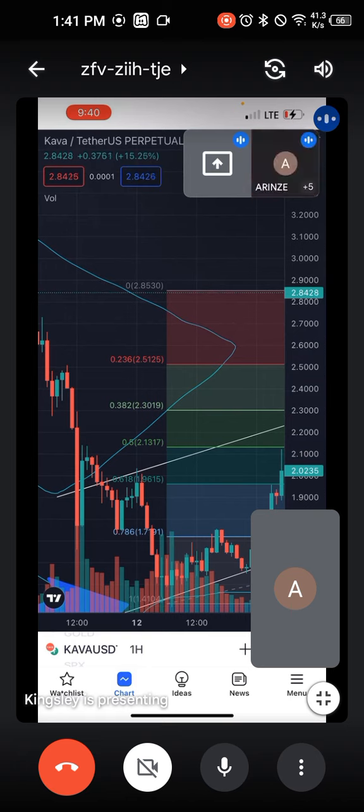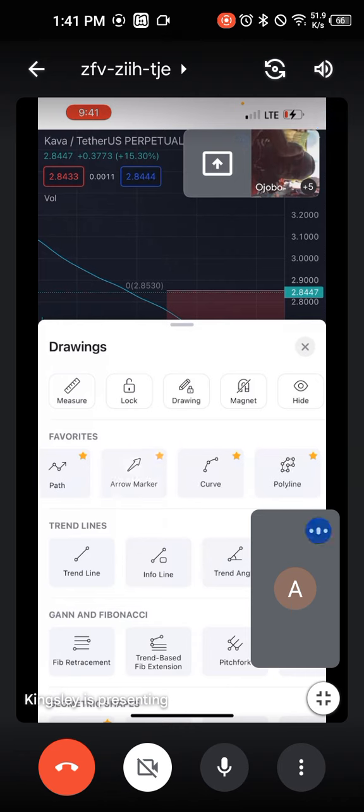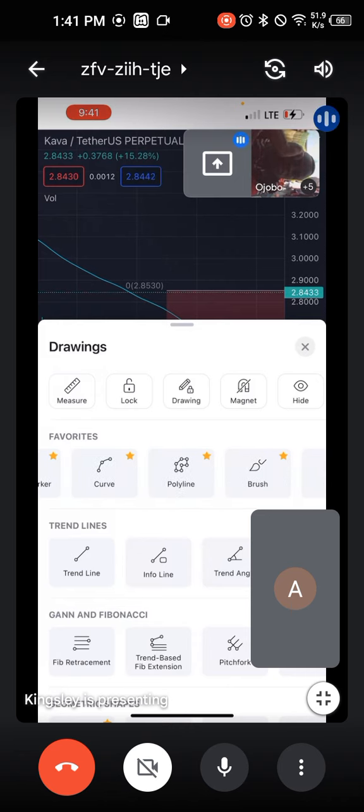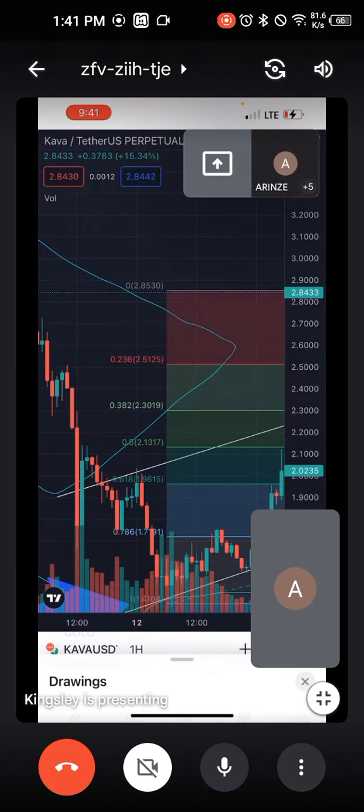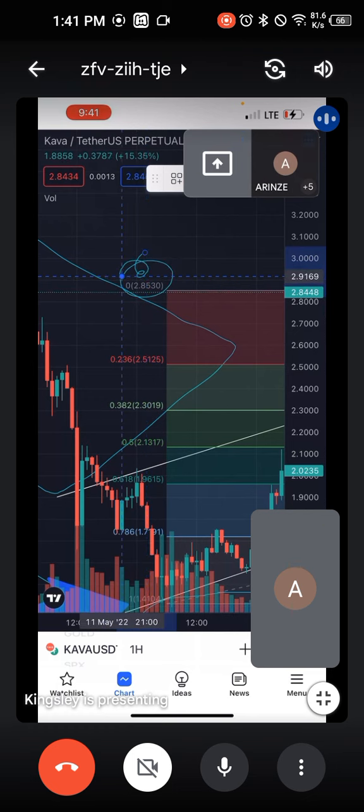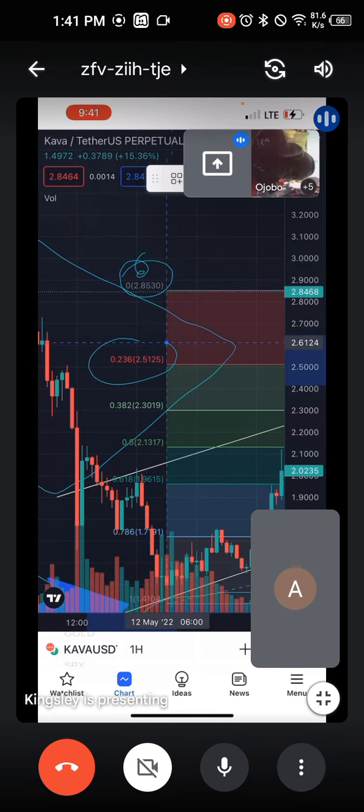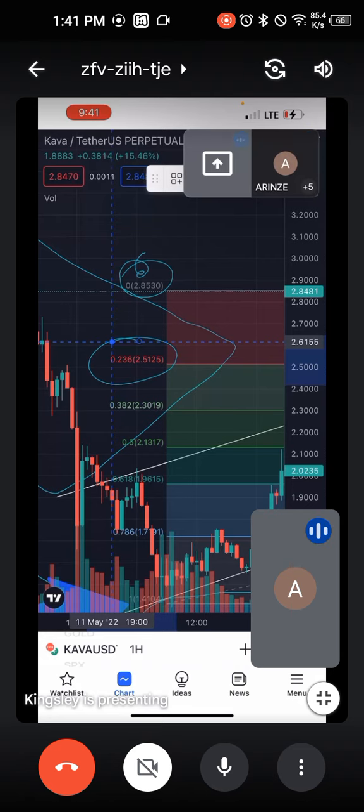And then if it is BTC, the one in bracket will be the size of BTC. The one I'm talking about here. So the next level is this level, 0.236 Fibonacci retracement level.